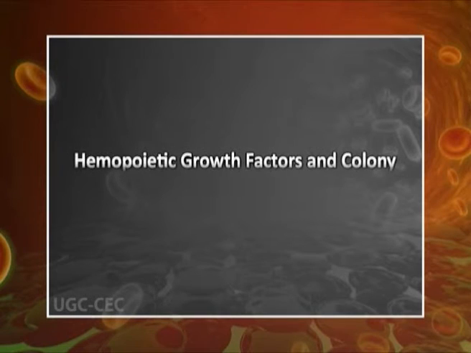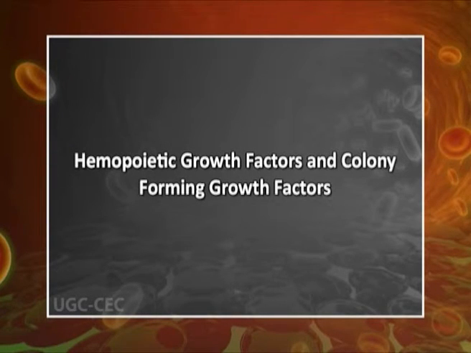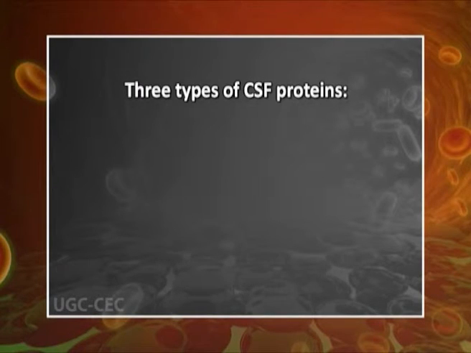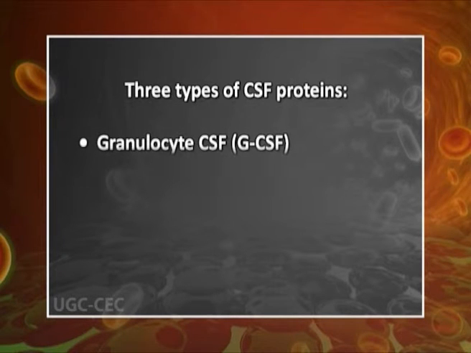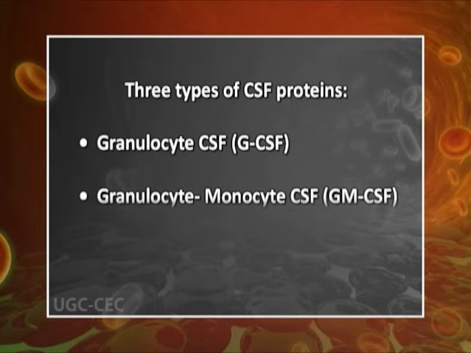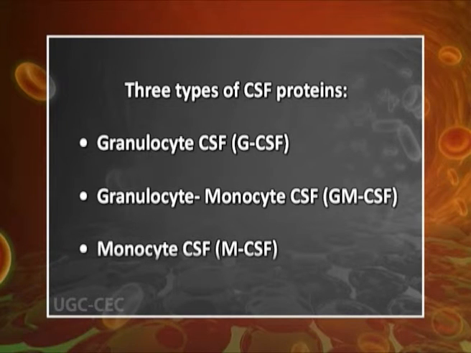Now, what are the factors that are needed for leukopoiesis? Leukopoiesis is influenced by haemopoietic growth factors and colony-forming growth factors. Colony-forming growth factors, CSF, are proteins which cause the formation of colony-forming blastocytes. These are of 3 types. Granulocyte CSF, secreted by monocytes and endothelial cells. Granulocyte-monocyte CSF, secreted by monocytes, endothelial cells and T lymphocytes. And monocyte CSF, secreted by monocytes and endothelial cells.